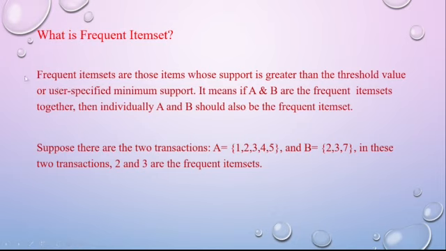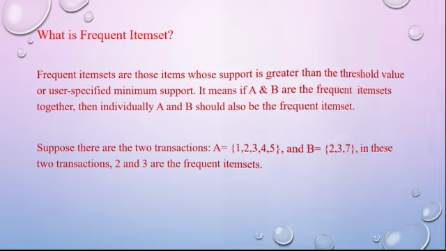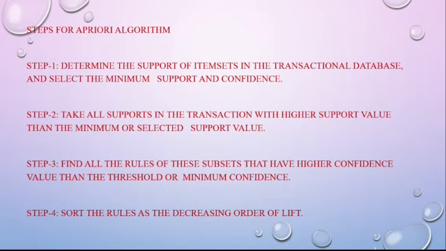Let's go for the working method of the Apriori algorithm. If you want to understand the concept deeply, you should know how it works and what support is. Step number 1: determine the support of item sets in the transactional database, and select the minimum support and confidence. Step number 2: take all the supports in the transactions with a higher support value than the minimum selected support value. Step number 3: find all the rules of these subsets that have a higher confidence value than the threshold or minimum confidence. At last, step number 4: sort the rules in decreasing order of lift. So these are the general steps for understanding the Apriori algorithm.